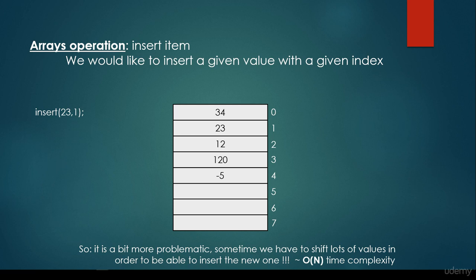Sometimes we have to shift lots of values in order to be able to insert the new one. So that's why it has linear time complexity, because we have to move items in order to make space for the item we would like to insert. Let's consider the fact, for example, that we have 10,000 items in an array and we would like to insert some other value at the beginning of the list. Then we have to shift 10,000 items. And that's why it's going to have linear time complexity, and that's why in this aspect, arrays are not always good solutions, because linked lists are going to solve this problem in constant time complexity.